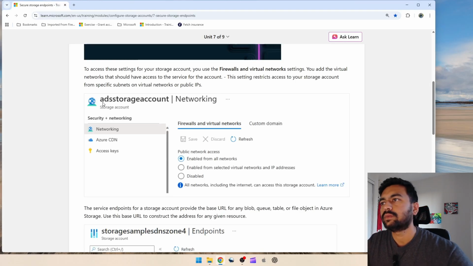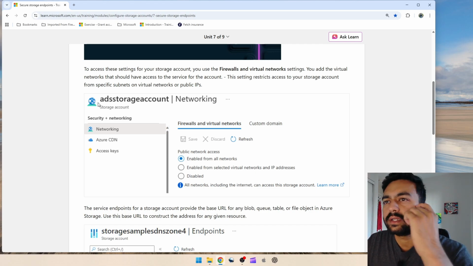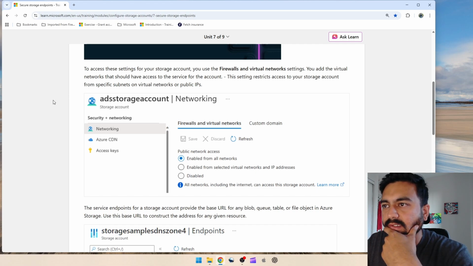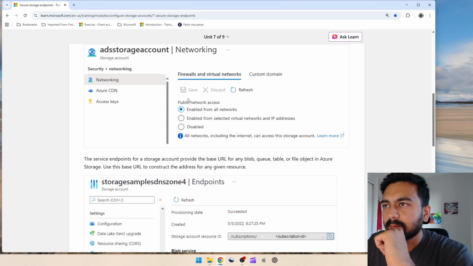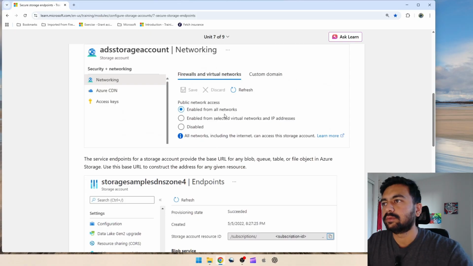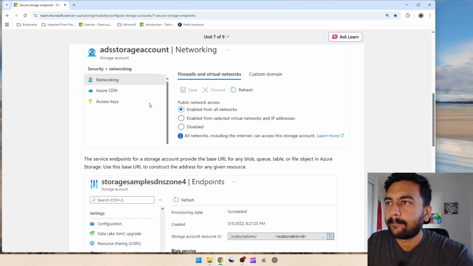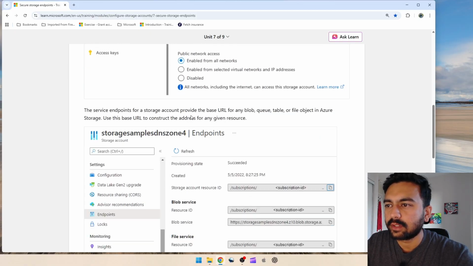Let's go further. You add the virtual networks that should have access to the service. Okay, so we add the virtual network, enable from all networks, and then you get the custom domain settings. So right now it's enabled for everything.